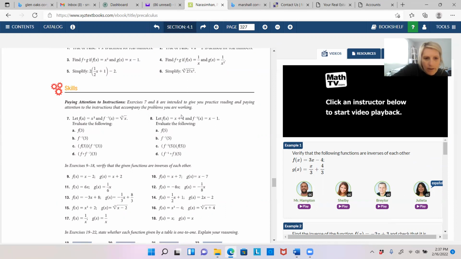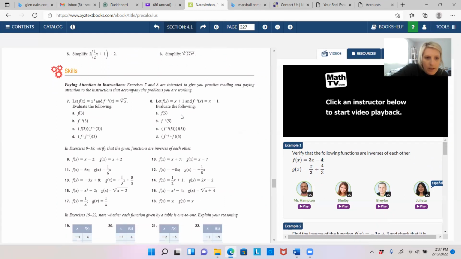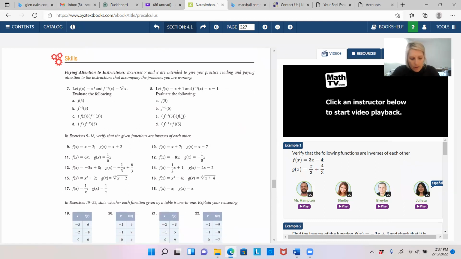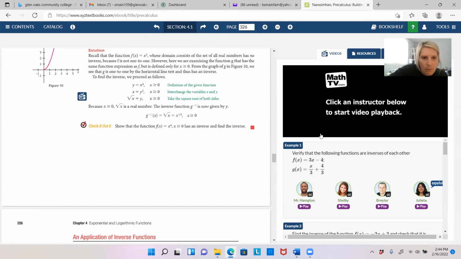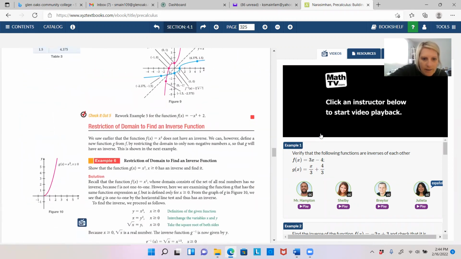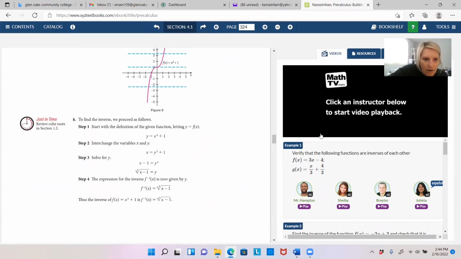It says, verify that the given functions are inverses of each other. To verify that, we're going to use the composition that we learned back in chapter 2, I believe it was. If two functions, when we compose them together, equal x, then that shows that they are inverses of each other.